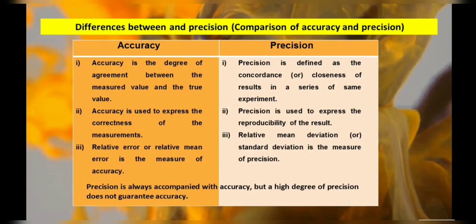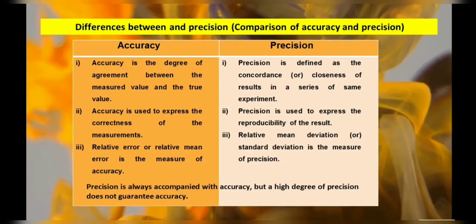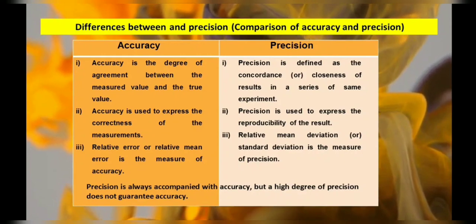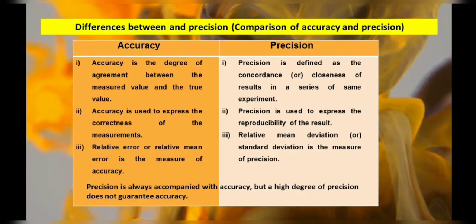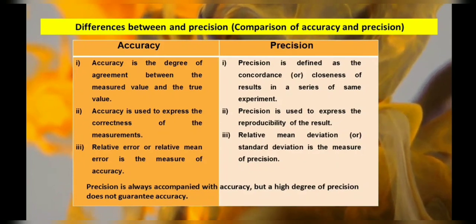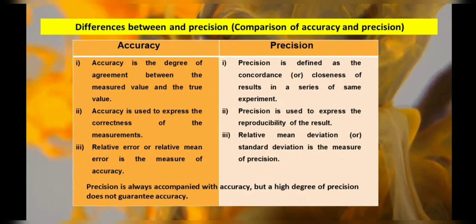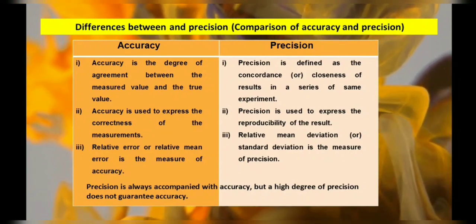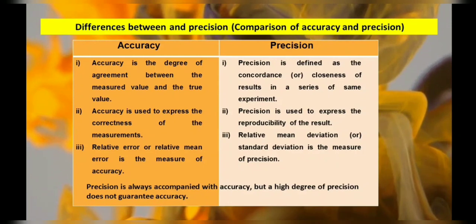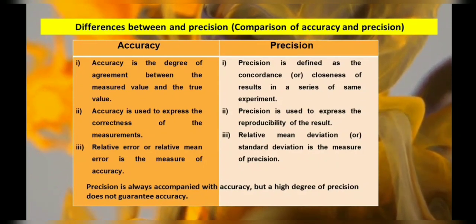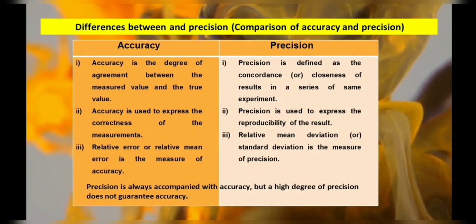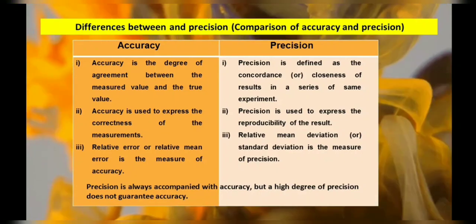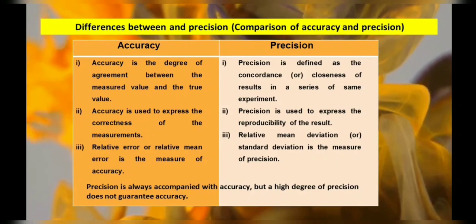Next, we can compare accuracy and precision. Accuracy is the degree of agreement between the measured value and the true value, whereas precision is defined as the concordance or closeness of the results in a series of the same experiment. Accuracy is used to express the correctness of the measurements, whereas precision is used to express the reproducibility of the result. Relative error or relative mean error is the measure of accuracy. Relative mean deviation or standard deviation is the measure of precision. Precision is always accompanied with accuracy, but a high degree of precision does not guarantee accuracy.